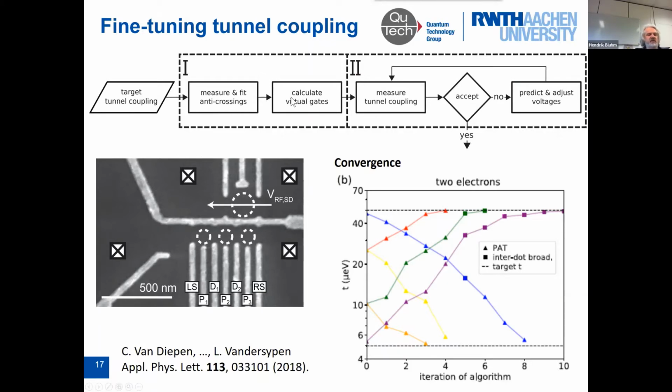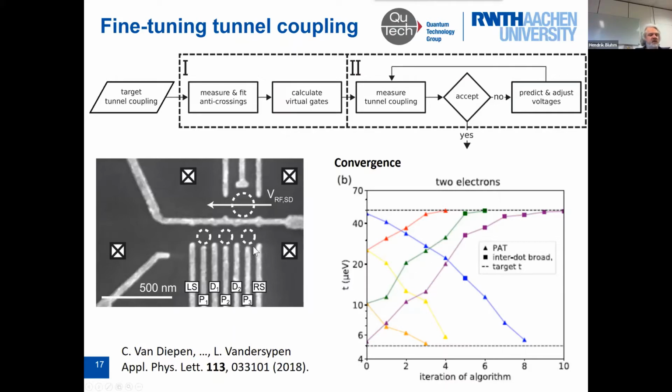Then one calculates typically virtual gates. These are linear combinations of gate voltage changes that are designed to change just the desired tunnel coupling, but not in particular the occupancy of the dots. Then it's remeasured, and if the result is good, the algorithm exits. If not, one predicts a change to this tunnel coupling. And down here you see the performance, where, for example, changing the tunnel coupling from a few micro eV to a few tens of micro eV, roughly in order of magnitude, is possible in certainly less than 10 iterations.